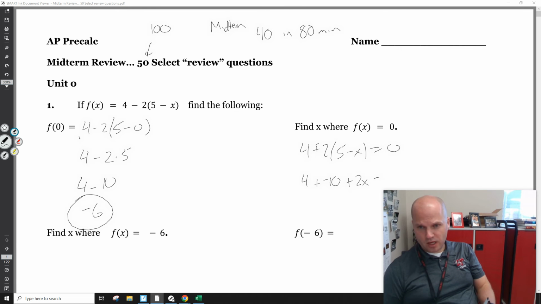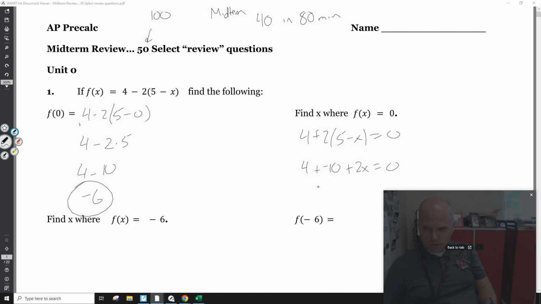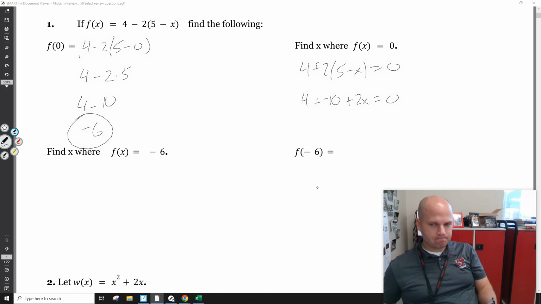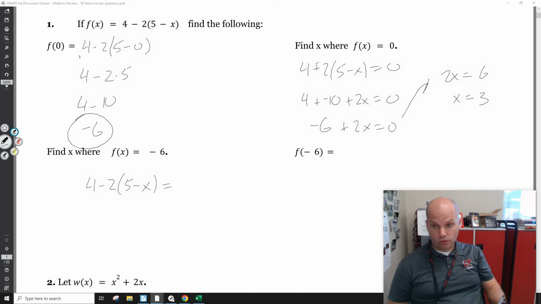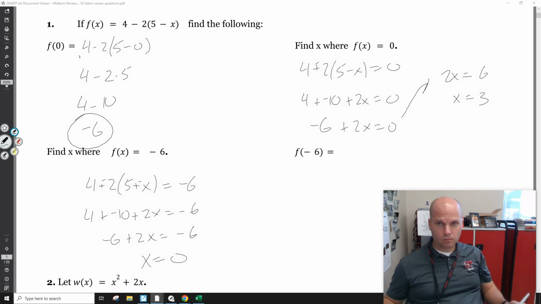Yo, if somebody finds a mistake, I will give you an extra bonus point on your midterm. 1 bonus point. And it's the first person who finds a mistake. So I'm going to try to not make any mistakes, which means I'm going to go back and check.